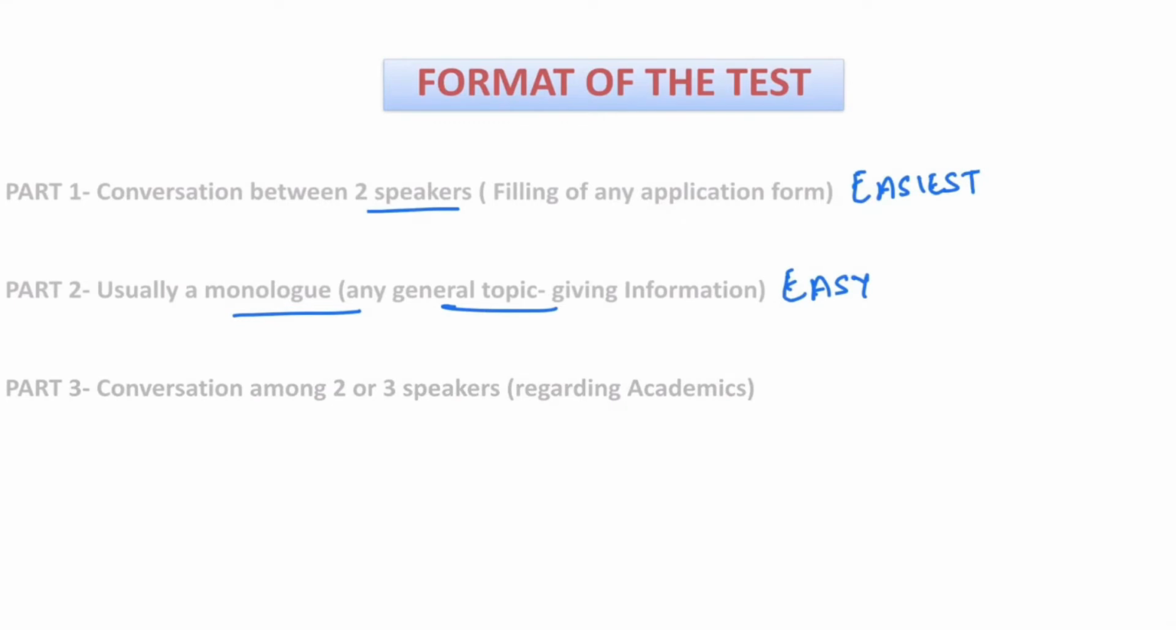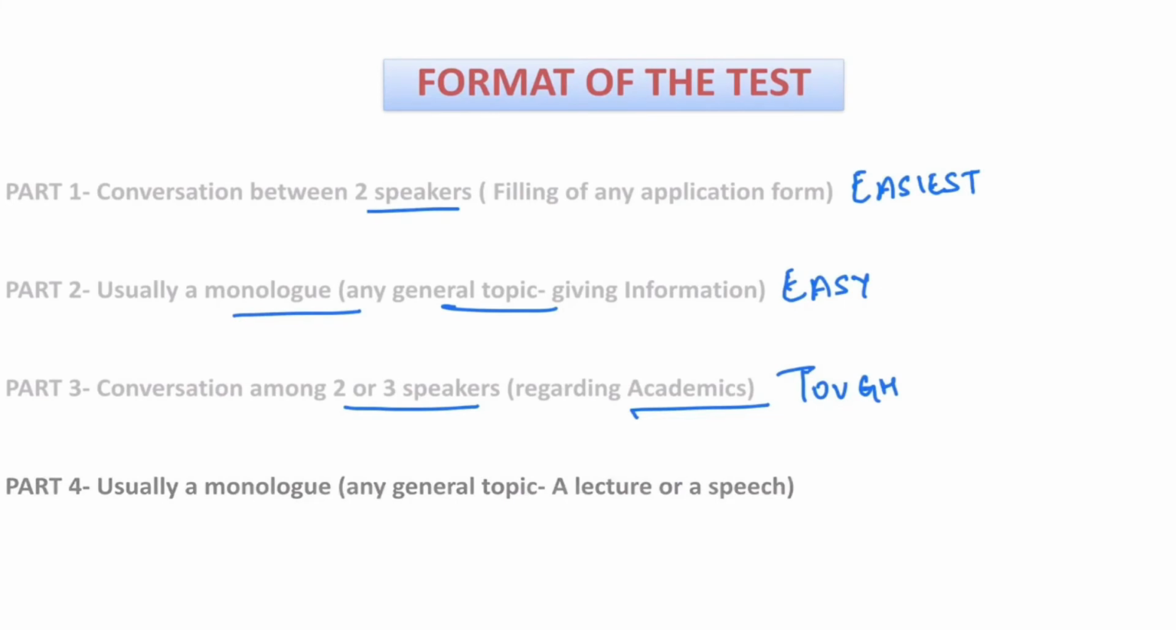Next is part 3, which is again a conversation, among 2 to 3 speakers. The context of this part will be purely educational, training based, or academic. This section will be tough compared to the previous section, as the pace of the speaker or the speed of the conversation will increase in this part. Then last is a monologue again. Here you will listen to a speech given by one speaker on an academic subject. It can be a lecture, a speech by an institution, or so on.